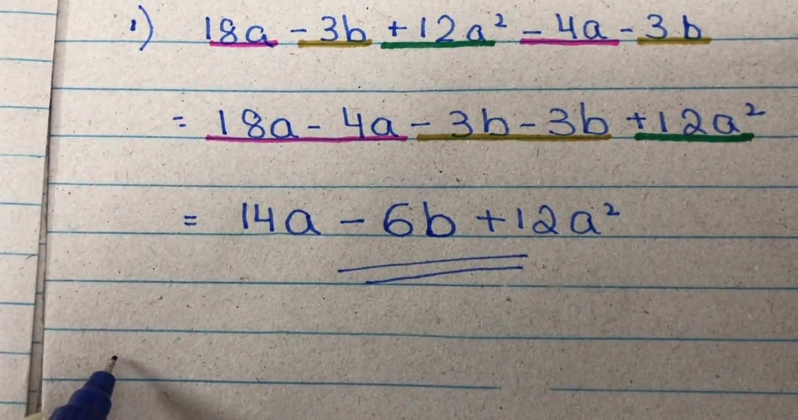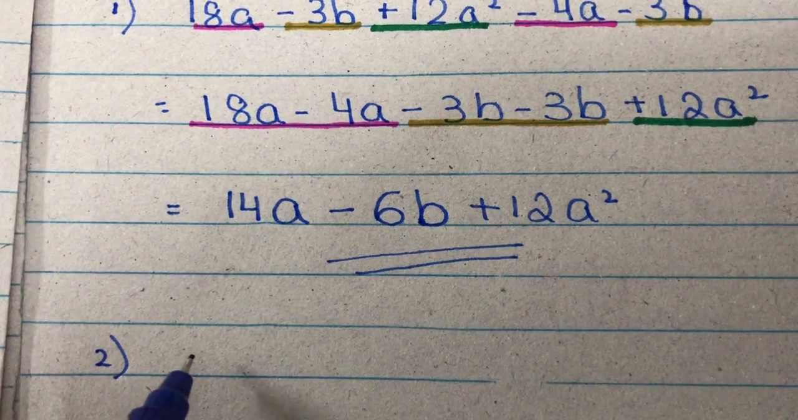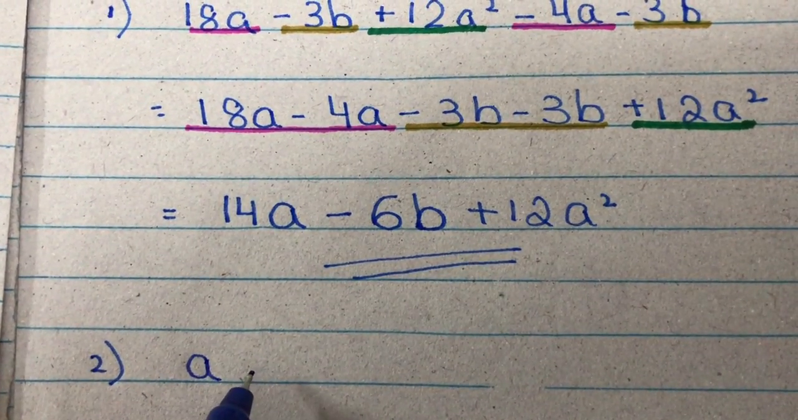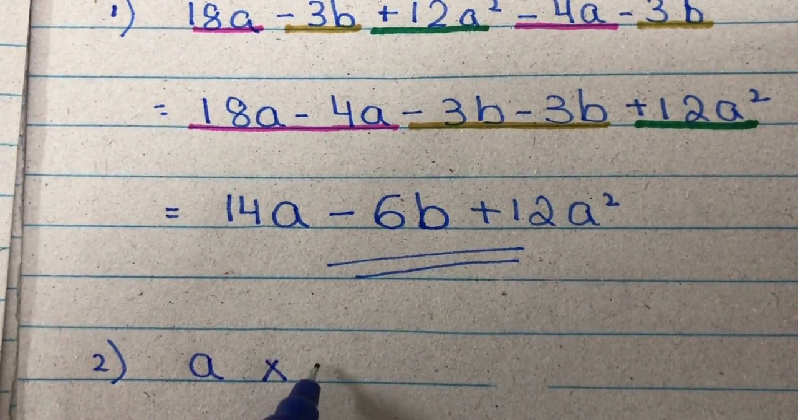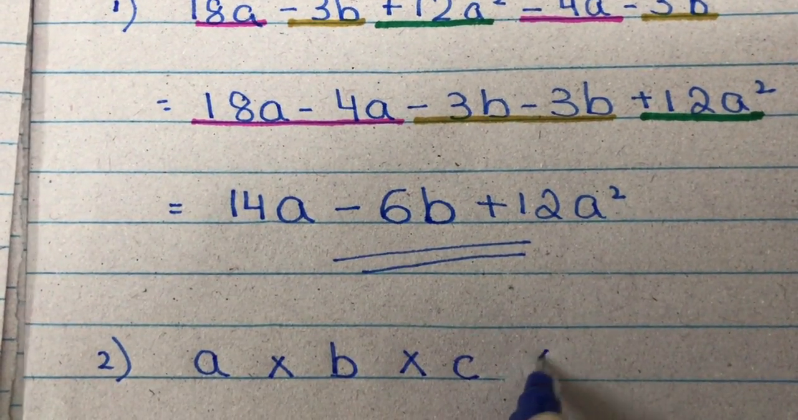Then we have done something like multiplication. For example, if I have an A, now this is a question. Question can have an A multiplied by B multiplied by C multiplied by D.